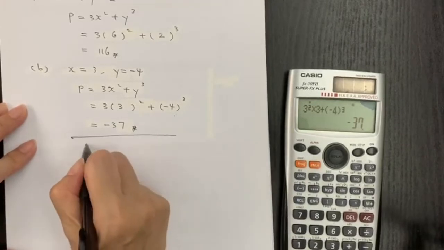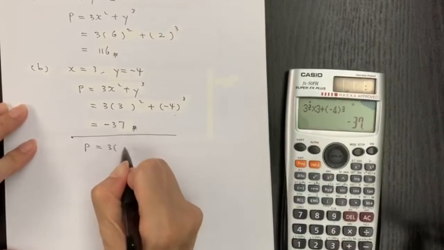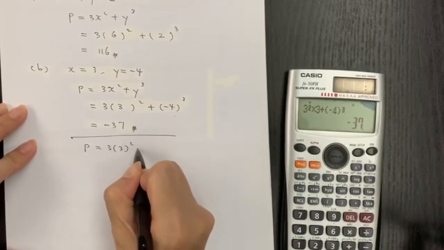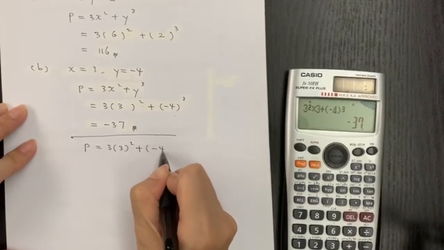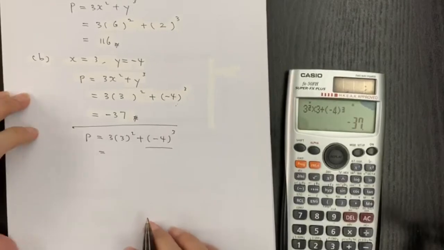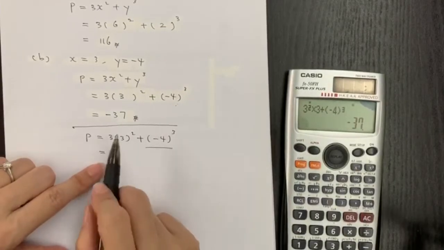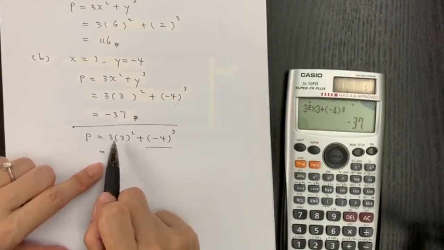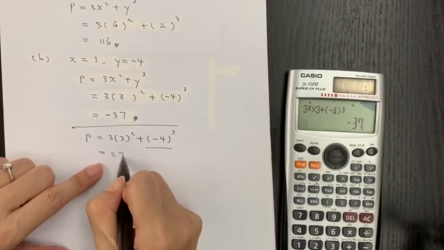Okay, so how about if I don't use calculator? So what is the idea of this? So 3 squared plus minus 4 to the power 3. Now what is the idea for this one? I need to explain to you. So that will be 3 squared is 9 times 3 is 27.